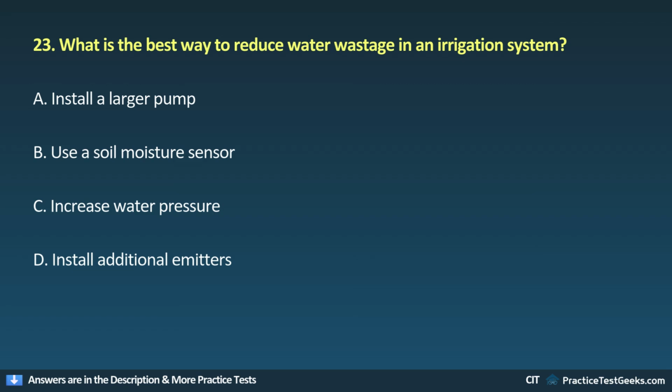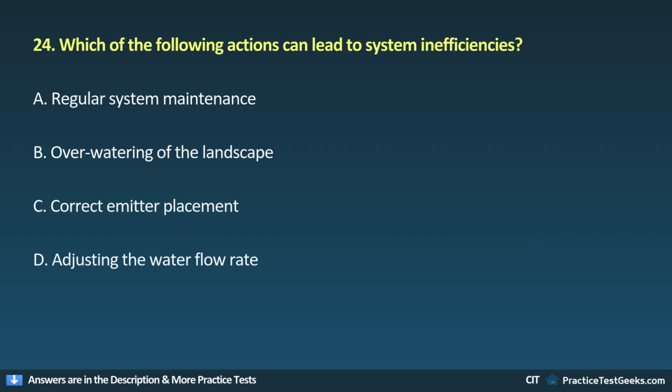A. Install a larger pump. B. Use a soil moisture sensor. C. Increase water pressure. D. Install additional emitters. 24. Which of the following actions can lead to system inefficiencies? A. Regular system maintenance. B. Overwatering of the landscape. C. Correct emitter placement. D. Adjusting the water flow rate.